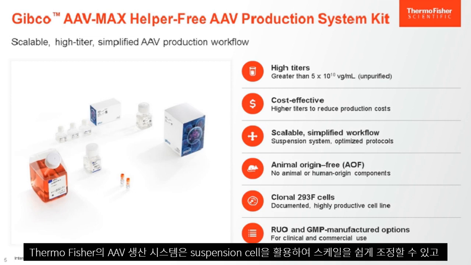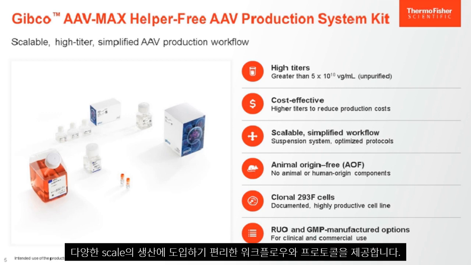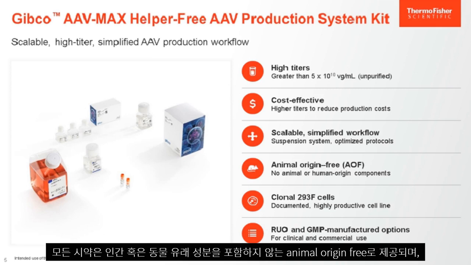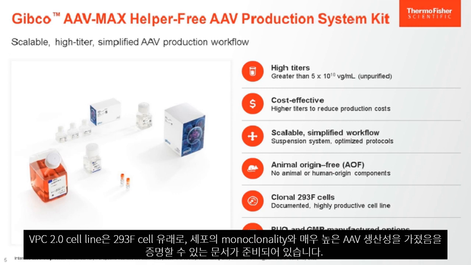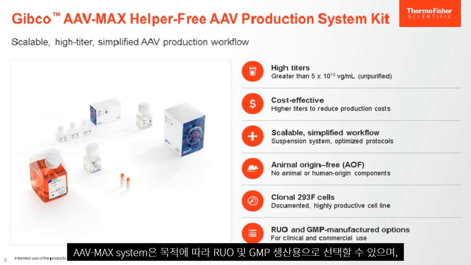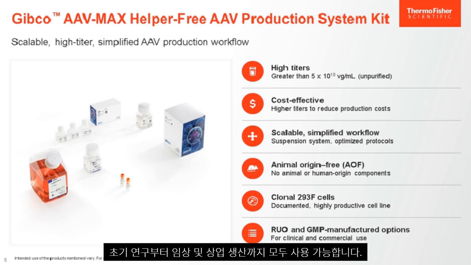The system offers a scalable, simplified workflow utilizing suspension cells and optimized protocols that are easily ported into different scale production runs. All of the reagents are animal origin free, so we have no animal or human origin components in any of the system reagents. And our key cell line, the VPC 2.0 cell line, is a clonally derived 293F cell that's documented as arising from a single cell and producing very high AAV titers. The AAV-MAX system comes in both RUO and GMP manufactured options, so this can be used from early research all the way through clinical and commercial production of your AAV.